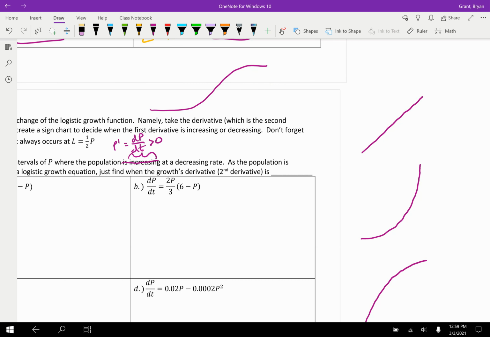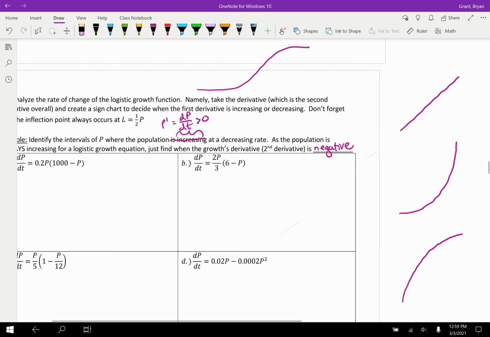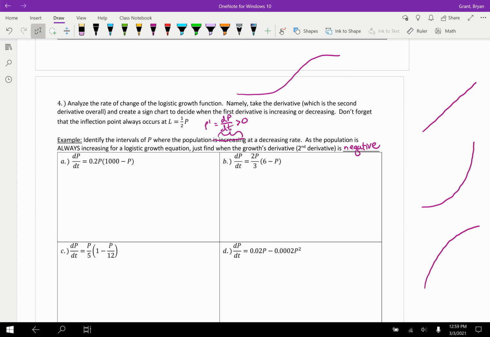It is also where the second derivative is negative. Can we see that this portion of the graph is concave down? So how do we determine where the second derivative is negative? Well, that's not bad. It just occurs from the point of inflection to the carrying capacity. And so how do we state this?